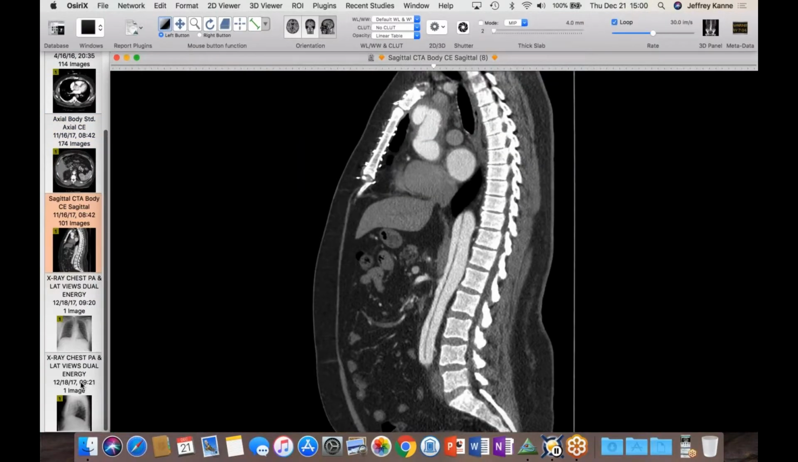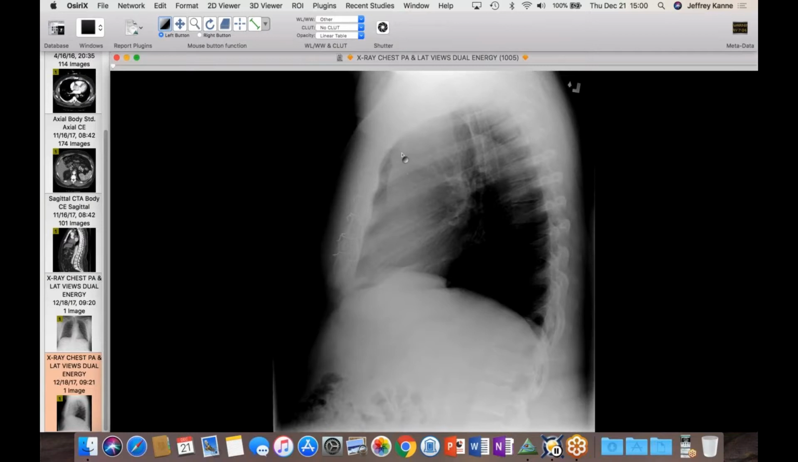It would be a better case if I had another older lateral that didn't show it. But if you see the aortic contour, there shouldn't really be an incisura right here, a little divot in there. So just kind of a fun case.